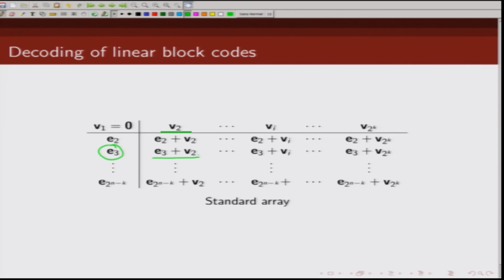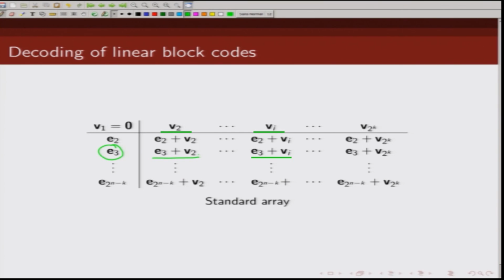Similarly, if I have a code word Vi, I will add E3 to Vi and I will add this element E3 plus Vi in the same column as Vi. So, this is how I am going to build up this row in this array. The next row, how do I build up?